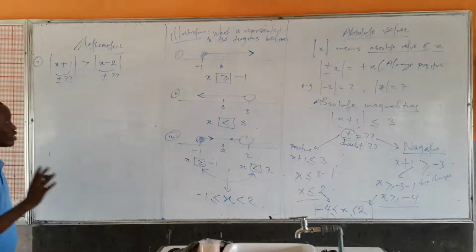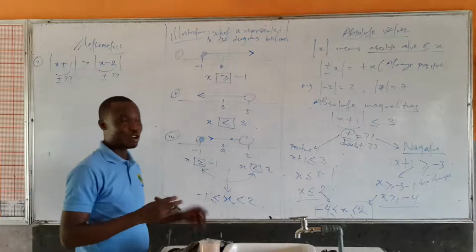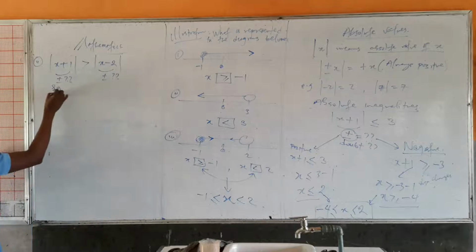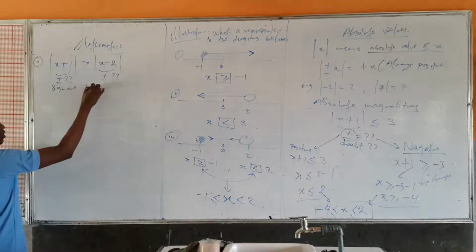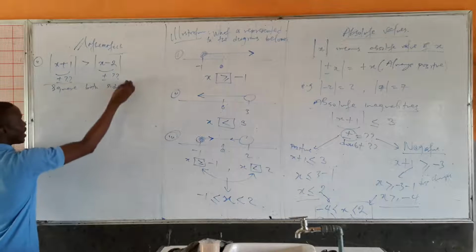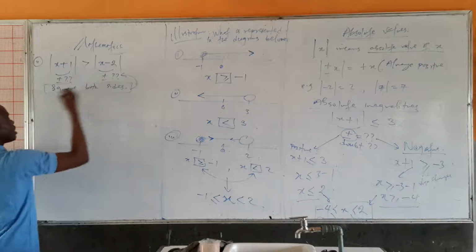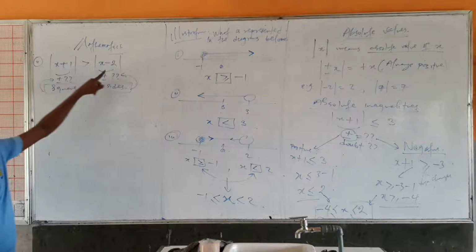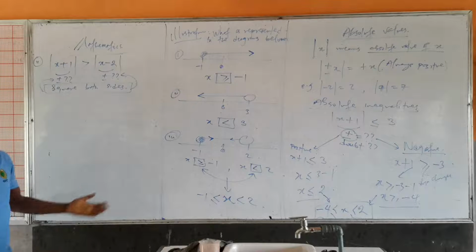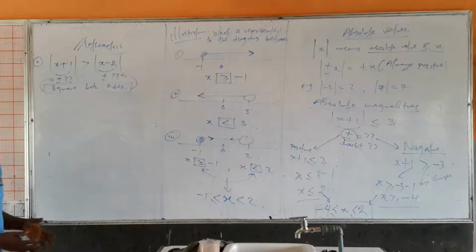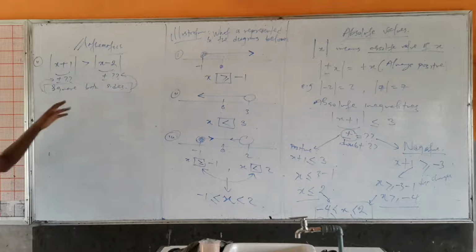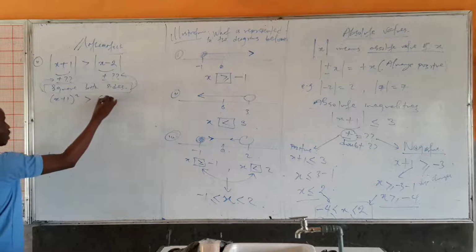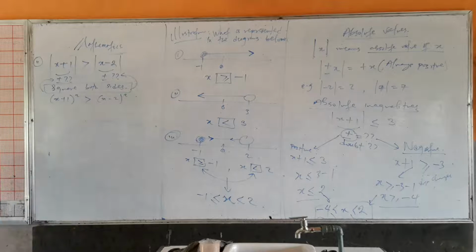Now the only way out is to square both sides. Even though we have a negative or positive value on both sides, once we square both sides, it takes care of these ambiguities. Even if it's a negative number here, or a negative number here, once we square it, it will become positive. And if it were a positive number, it will still remain positive. So I will square both sides. I have (x plus 1) squared is greater than (x minus 2) squared.